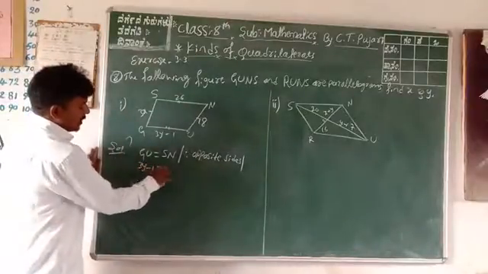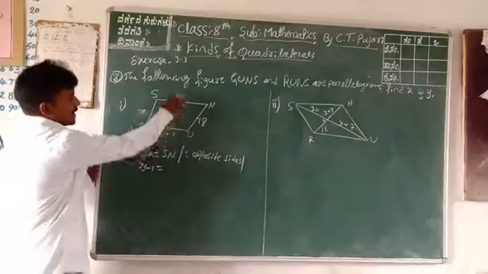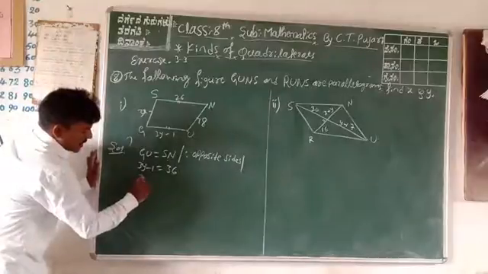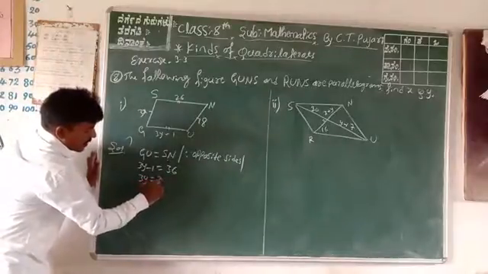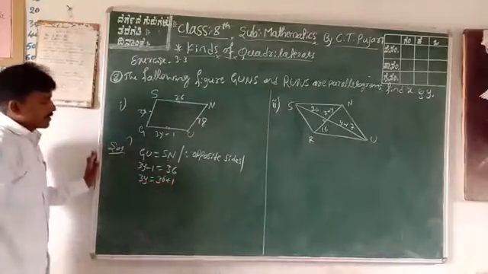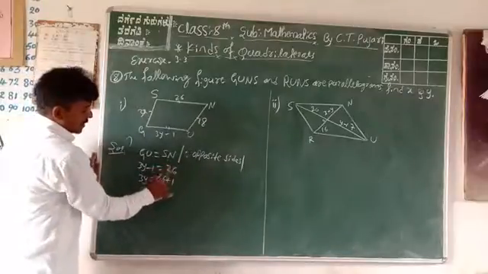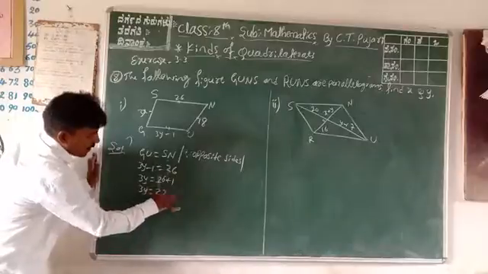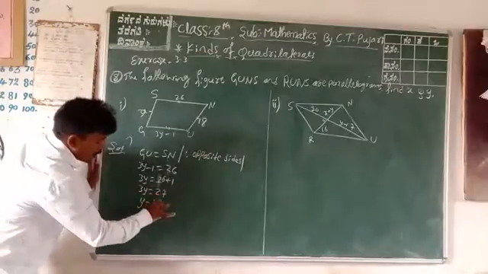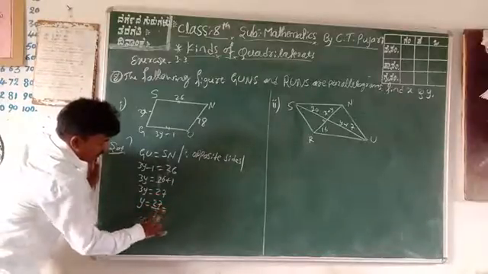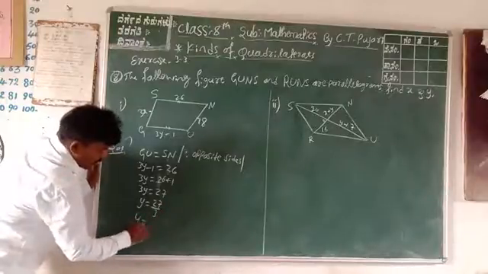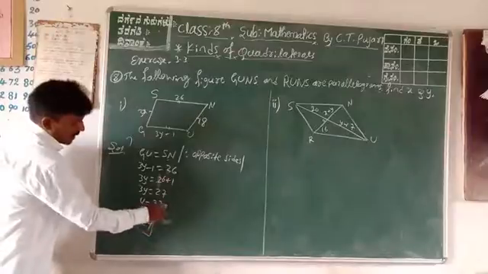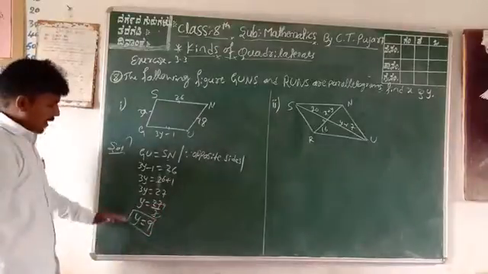3y minus 1 is equal to 26. Next, you can take 1 to this side, that is plus 1. 3y is equal to 26 plus 1. Not 36, this is 26. Next, 3y is equal to 27. Therefore, y is equal to 27 by 3. Therefore, y value is equal to 9. Y value is 9. 3 ones are 3, 3 nines are 27. You find out y value.